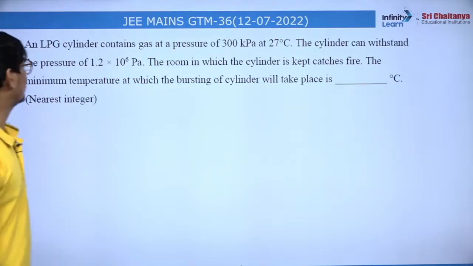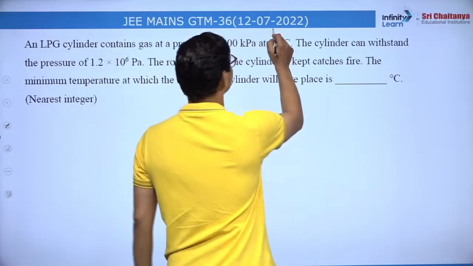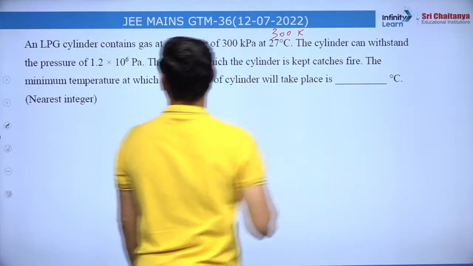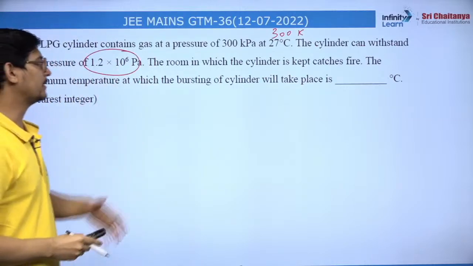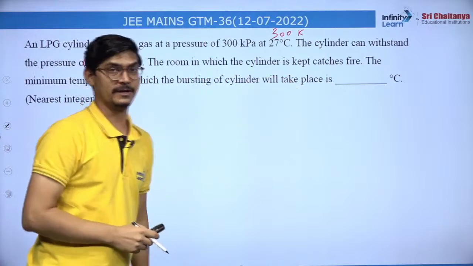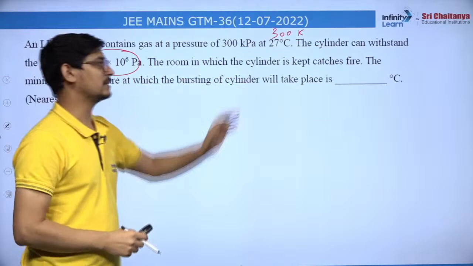Here, an LPG cylinder contains gas at a pressure of 300 kilopascal at 300 Kelvin. The cylinder can withstand a pressure of 1.2 into 10 to the power 6 Pascal. The room in which the cylinder is kept catches fire. The minimum temperature at which the cylinder will burst is how many degrees Celsius?